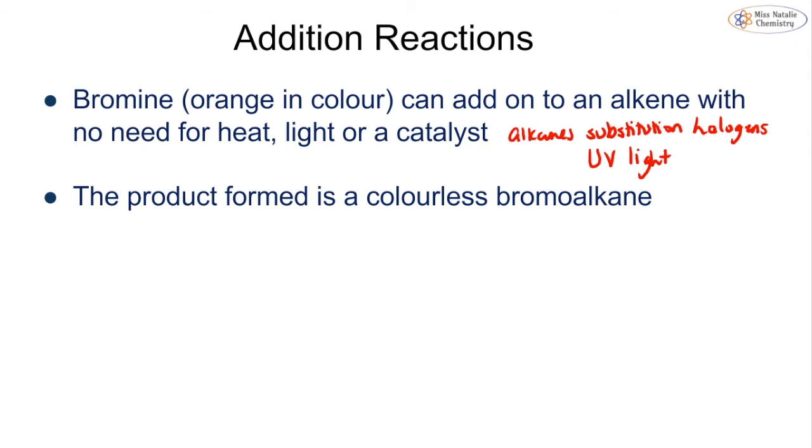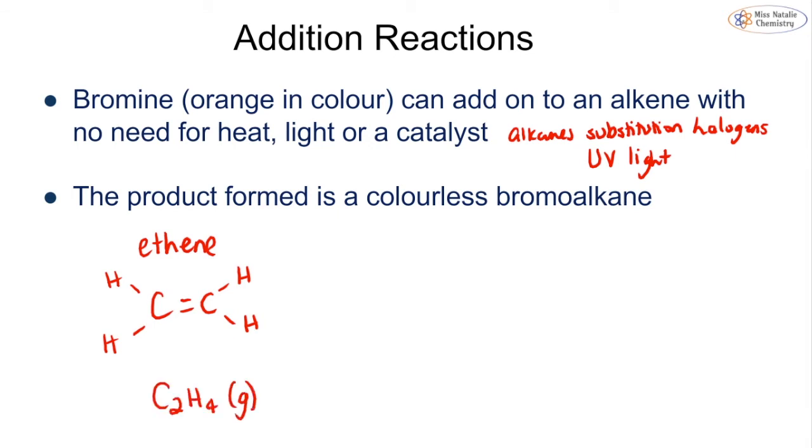And we can write out a chemical equation, a displayed formula equation, and a word equation to show this. So let's look at the reaction with ethene. So ethene, remember, is C2H4. So we have our structure like that, and it is a gas. And we're going to react it with bromine.